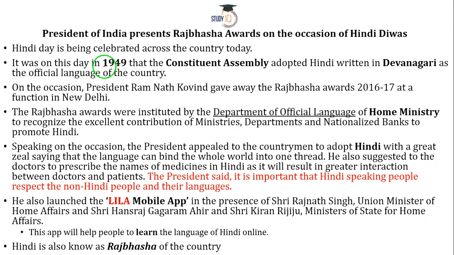There was a function that was organized, and if we go back to the history of this Hindi Divas, then we find that it was in 1949 when the Constituent Assembly decided to adopt Hindi written in Devanagari script. Remember, it is Devanagari, so keep this in mind. Many times you find this sort of question in your prelims examination. I will also give you one piece of food for thought, particularly for your essay writing answers, from this topic.